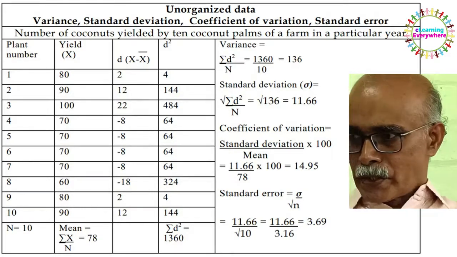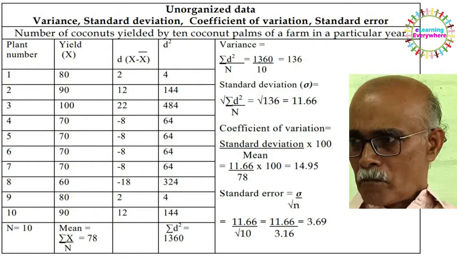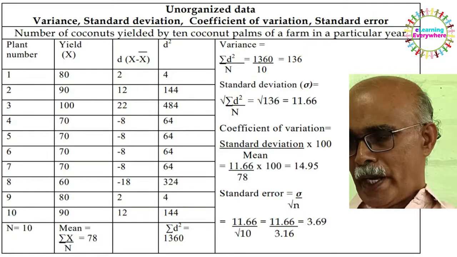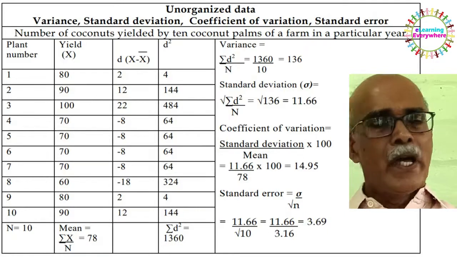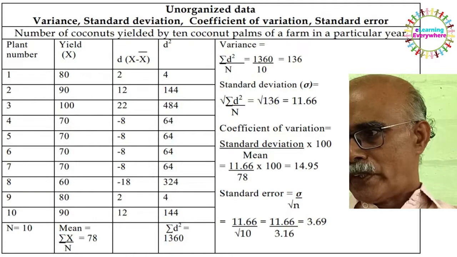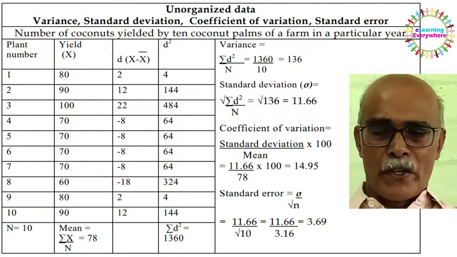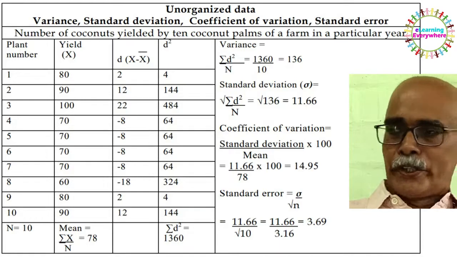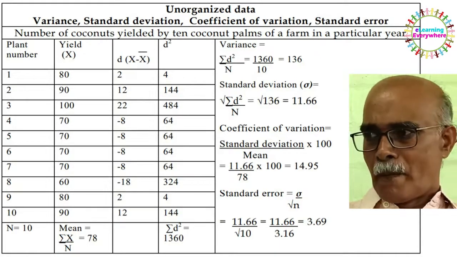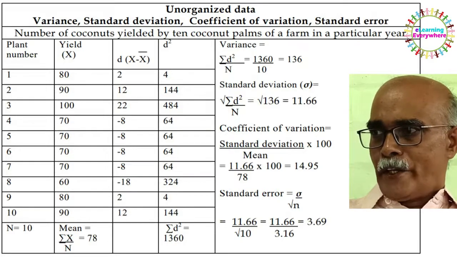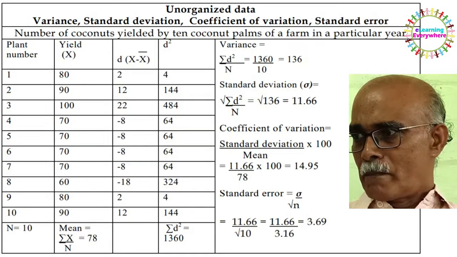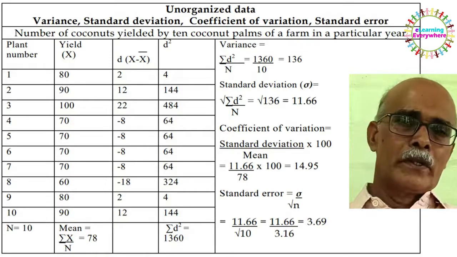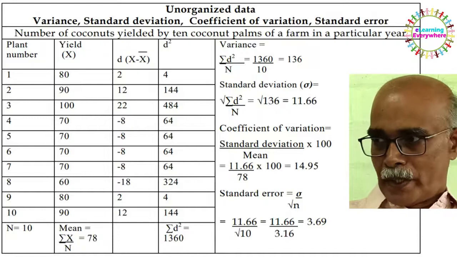You have 10 plants, so n is 10, and the yield is given. From the yield and n you calculate the mean, and in the given example the mean, x bar, is 78. The next step is to find d, the deviation of each value of x from x bar, and you have calculated all the values here. The next step is finding the square of the deviations, d square.